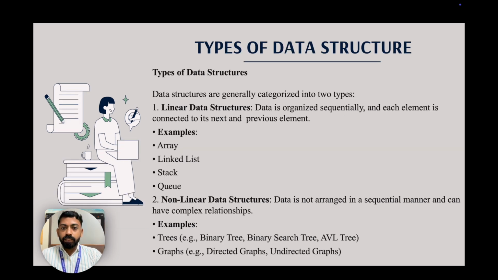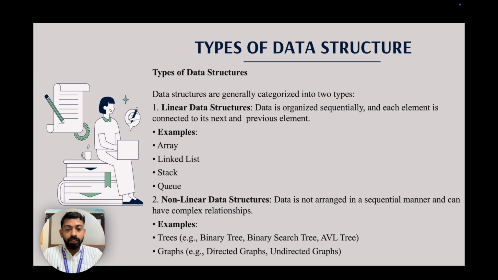Types of data structure. The types of data structures are linear data structure and non-linear data structure. Linear data structure means the data are arranged in sequential order. So the data will be arranged one after another. The examples are array, linked list, stack and queue.